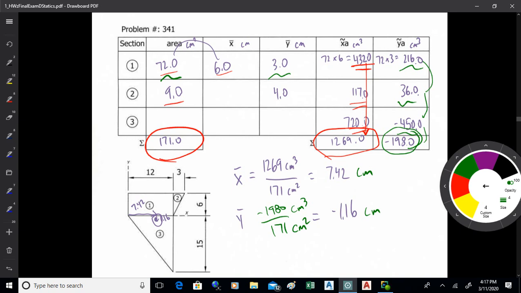Got any questions on that one? What's that now? You have 1980, but it's negative 198. Oh, it is 198. Yeah, thanks. There we go. Okay. So that's the approach on these.